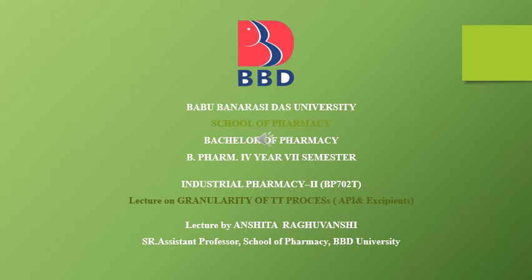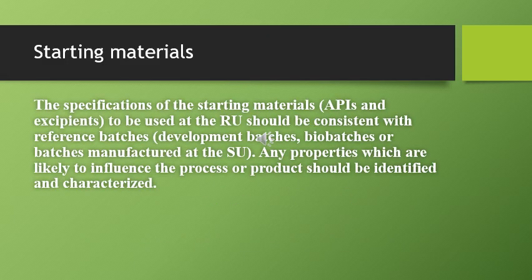Today I'll discuss the topic granularity of the TT process, that is, the technology transfer process, and some parts which I'll discuss here are active pharmaceutical ingredients and excipients. Starting material: the specification of starting material, that is APIs and excipients, to be used at the receiving unit should be consistent with reference batches.